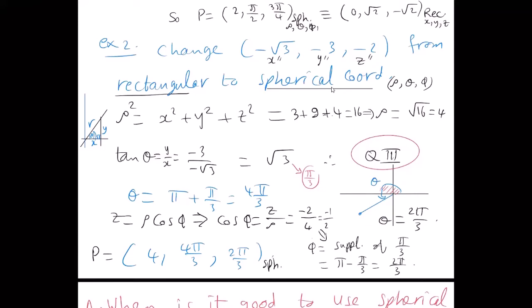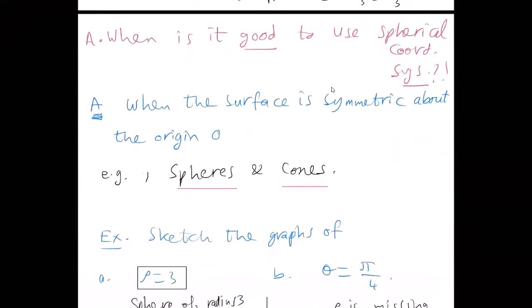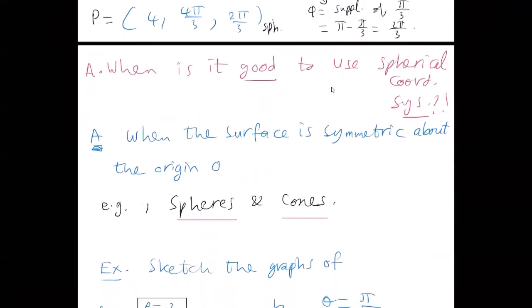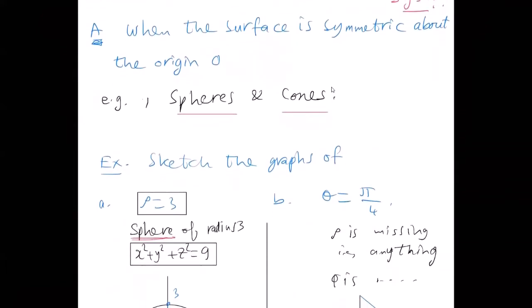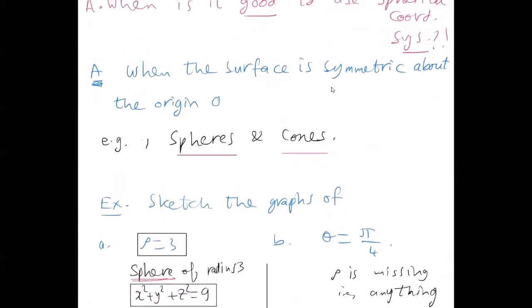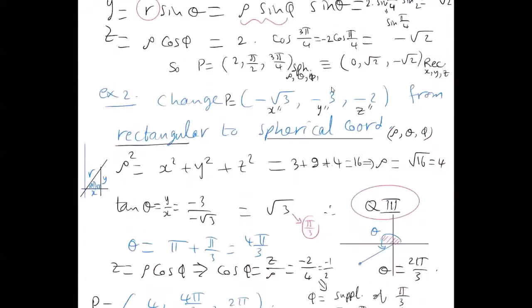We are given a point P in Cartesian or rectangular coordinate system, and we need to find its spherical coordinates. So this transformation is easy. How to go from Cartesian to spherical, or spherical to rectangular, or even to cylindrical, all of this is easy. The question is why we need these spherical coordinates? Because, as I mentioned before, some equations are easier in spherical coordinates.